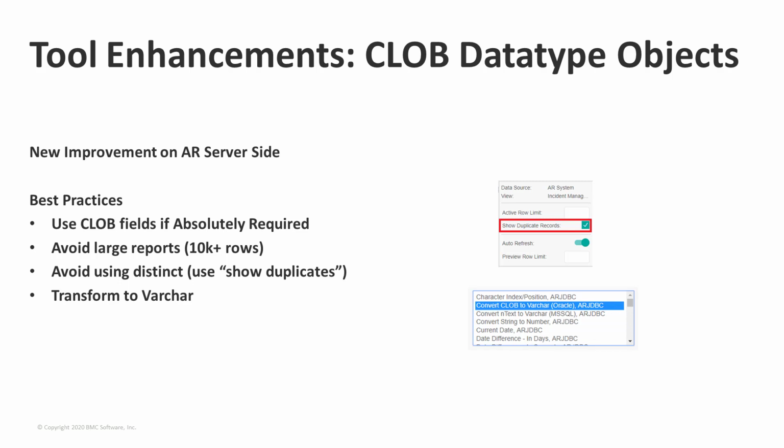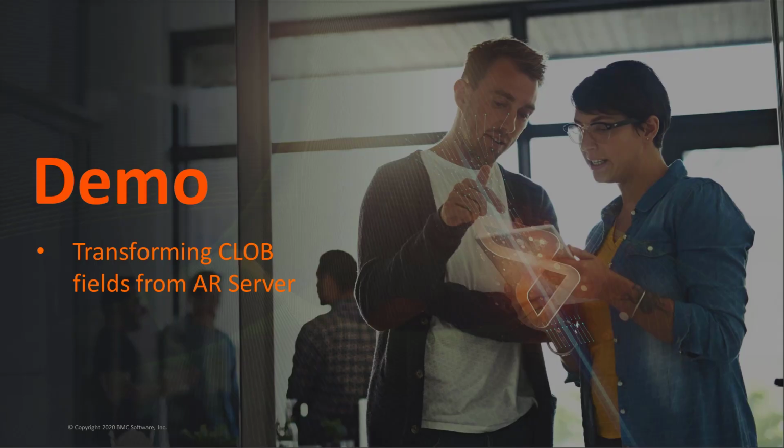And the last enhancement here is the transformation to varchar. This was enhanced, and that's what I really recommend. If you really need to use a CLOB field, please first convert from CLOB to varchar. There are predefined functions on the calculated fields, and you can use this to reduce the stress on your database. That being said, let me demo the show duplicates and where this predefined function is.